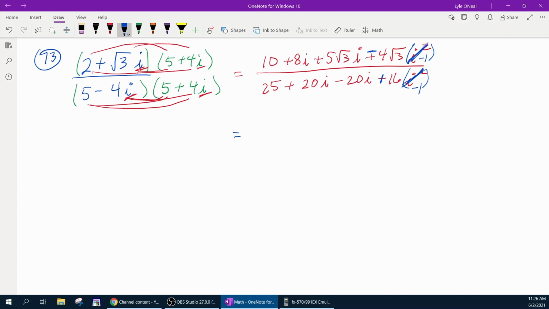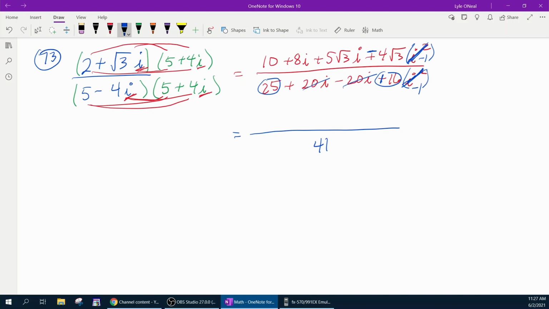And then, let's go ahead and do the denominator first because it's probably the easiest part to deal with. We're going to have 25 plus 16, which is 41. And notice the 20 i's cancel. So the denominator simplifies to just 41.